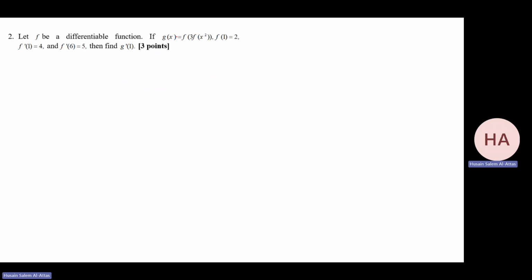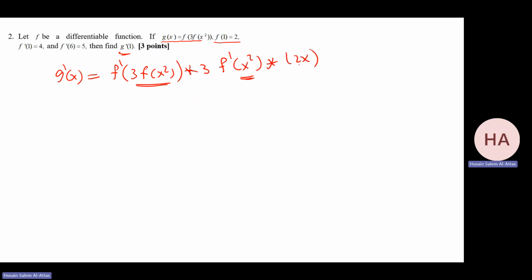G of x equals this, f of 1 equals this. Okay, so let us do g prime. To find g prime at 1, I need g prime at x. That will be f prime at this, times the derivative of this, which is a number, times the function. So that will be the number, f prime at x squared, times this, times 2x.